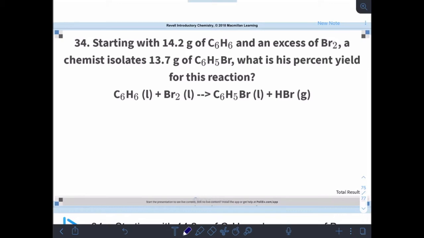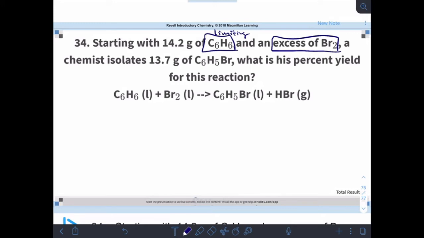Okay, so starting with 14.2 grams of, what is that, hexane maybe? C6H6, and an excess of Br2. So excess of Br2 tells us that the C6H6 is limiting, and will tell us the theoretical yield of the reaction. A chemist isolates 13.7 grams of C6H5Br. What is the percent yield for this reaction?